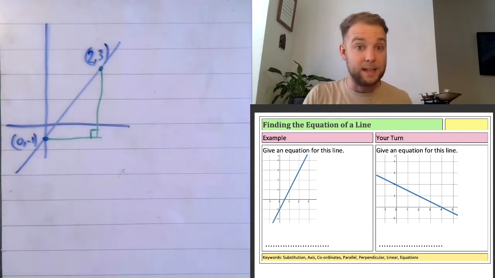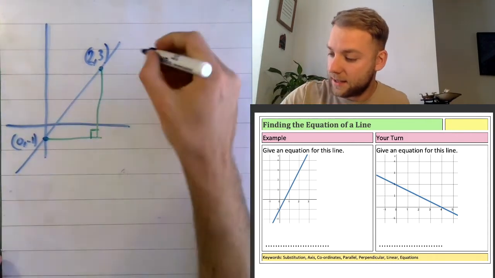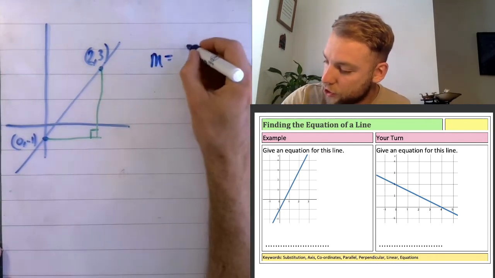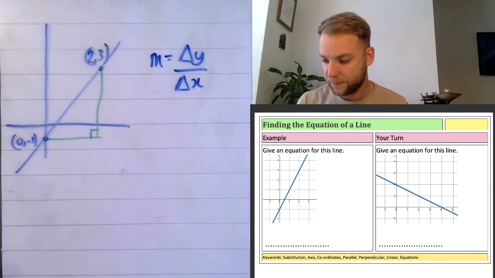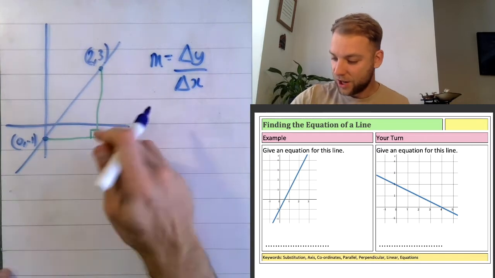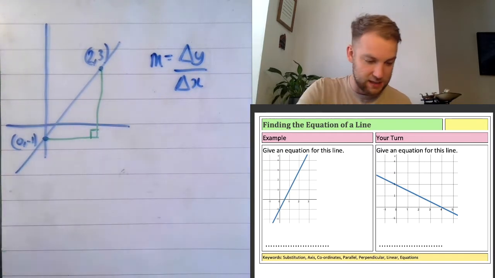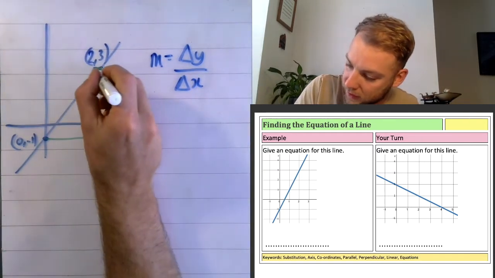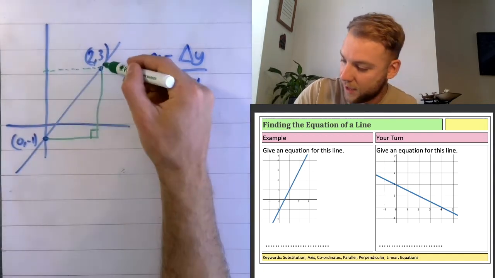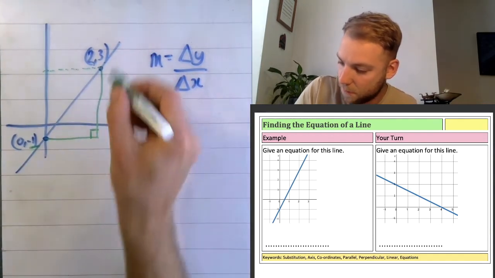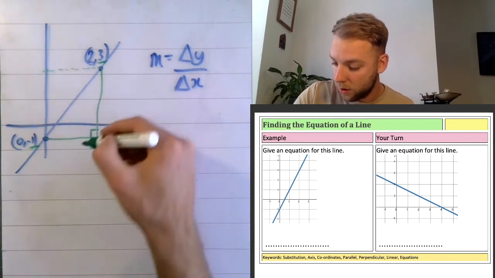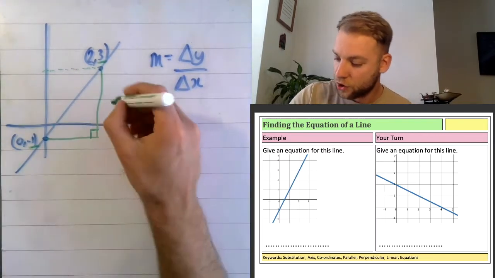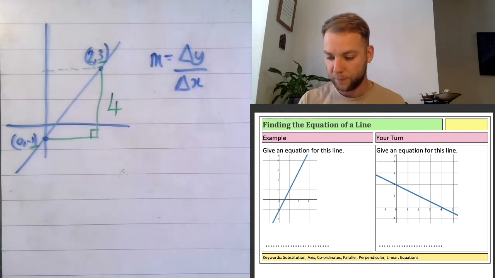Now to find the gradient, we know that m is equal to the change in y over the change in x. And in this case, the change in y is how high it is. So you might want to put a dotted line there just to see that. Because from here to here, it's going to be from -1 to 3. From here to here is 3. From here to here is 1, because I'm going down to -1. So the total height of this is 4.